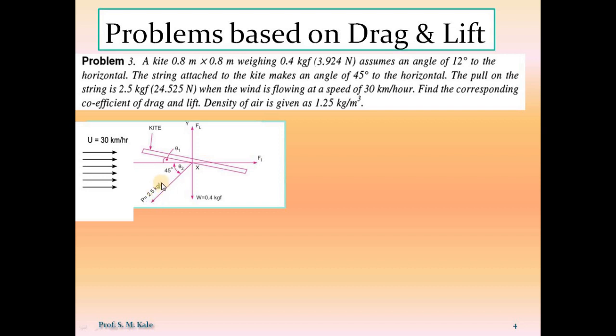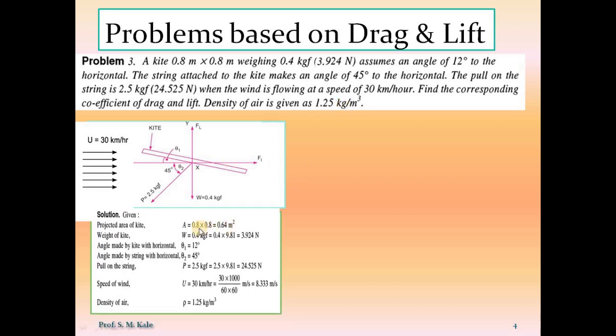So here in the free body diagram, the direction of pull will be towards this direction. Wind speed is equal to 30 km per hour. So we have to find out the values of CD and CL when the density of air is 1.25 kg per meter cube. So first of all, we'll write down the given data.